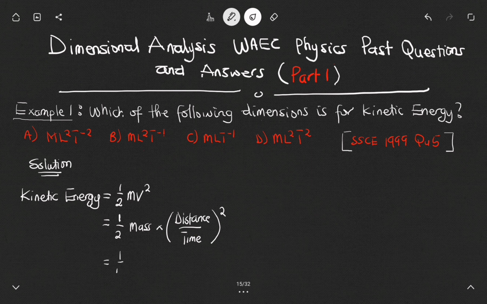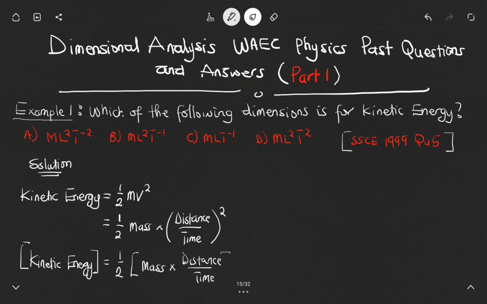So I now bring my half here, then I put the dimension sign over here, so kinetic energy, then I put it in this bracket, which means the dimension of it. So this means the dimension of mass times distance over time. But the distance over time should be squared, the dimension of that squared. So from here kinetic energy will be equal to half the mass, the dimension for mass will be m, just m, then multiplied by the dimension of distance, which is l, so we write l here.